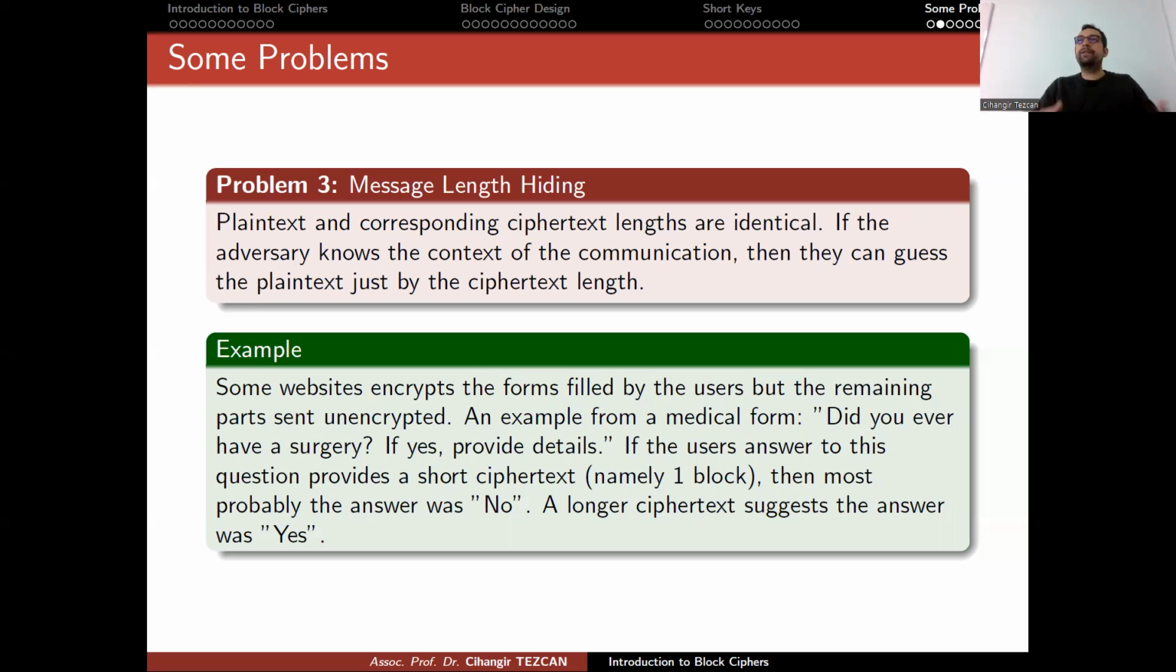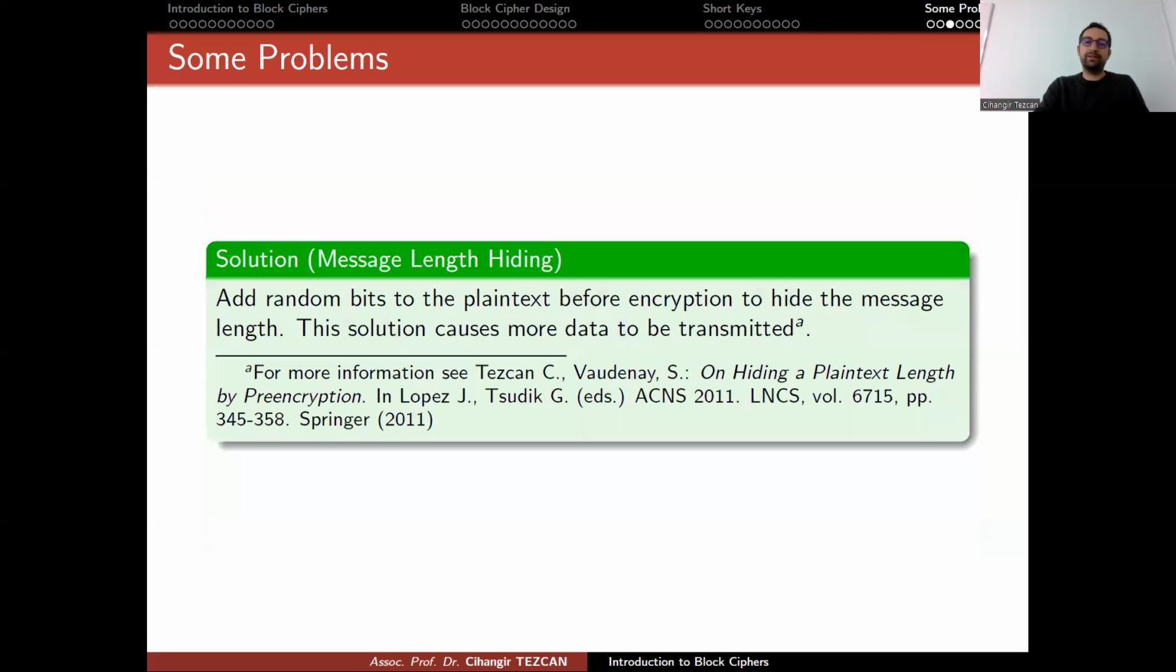So you have to come up with an idea to hide the message length. We did a work years ago. We suggested to add random bits to the plain text before encryption, which we call pre-encryption, to hide the message length. So you put the padding in a special form. The person who decrypts it then removes that part.